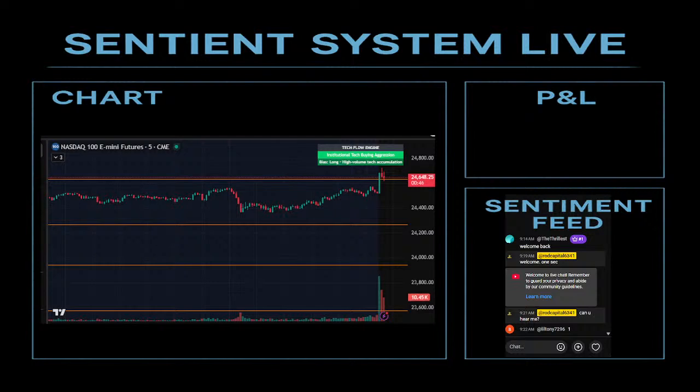Looking for a flag to form here above this pivot level. Kind of looks like what's happening here. So far, it's looking like a rejection off of that R1, that pivot level. So I'm not really interested in taking these longs. Going to wait for a deeper pull.